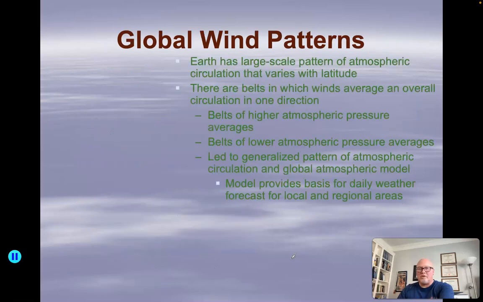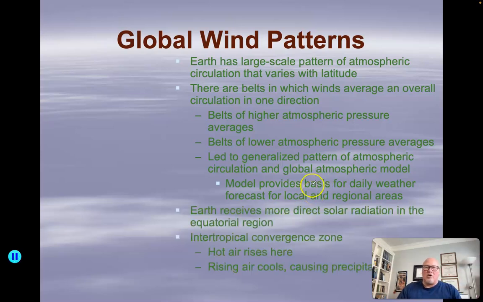All right, so if we took a look at global wind patterns, thinking of those local things that we just pointed out and putting them on a more global scale, and thinking of what I brought up earlier about the area around the equator getting the most direct sunlight or the most direct solar energy and how that's going to affect things. We're going to create global wind patterns. All right, global wind patterns. So there are large-scale patterns of atmospheric circulation. There are belts of wind that circulate over the Earth.